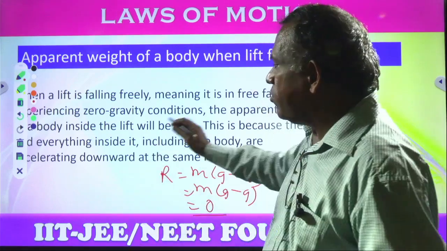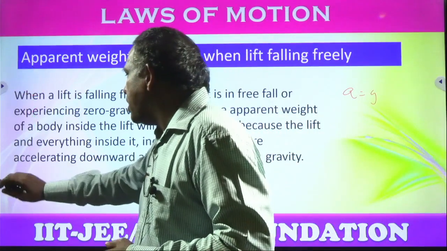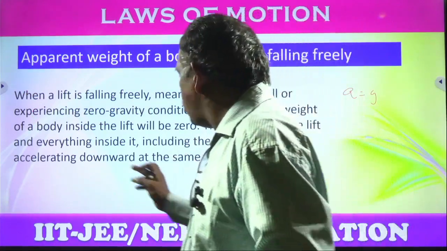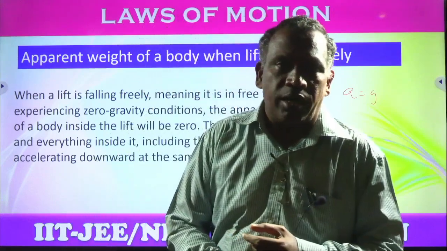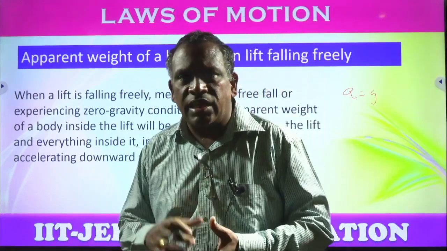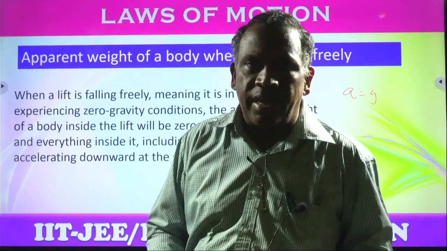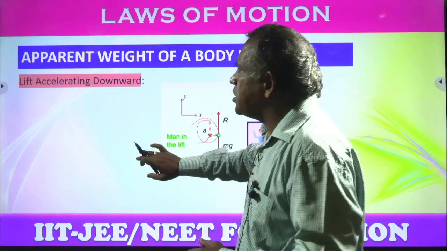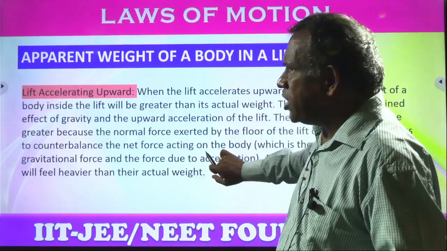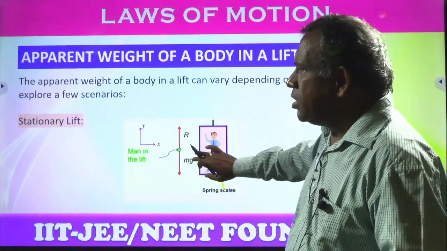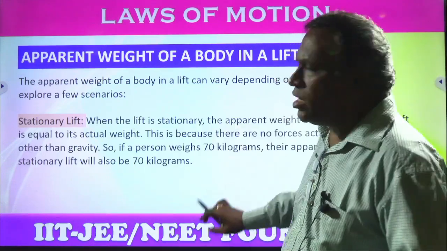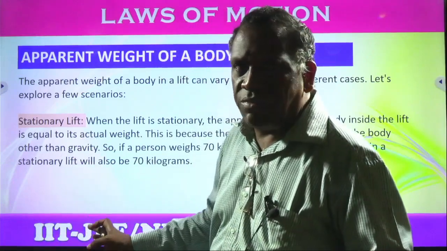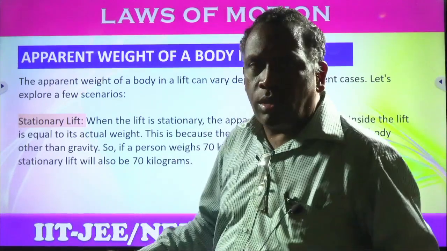This is because the lift, with everything inside including the body, is accelerating downwards with the same acceleration due to gravity. So these are the cases we just discussed for the apparent weights. The first case is when the lift is stationary. In a stationary lift, the apparent weight of a body is equal to the actual weight of the body.